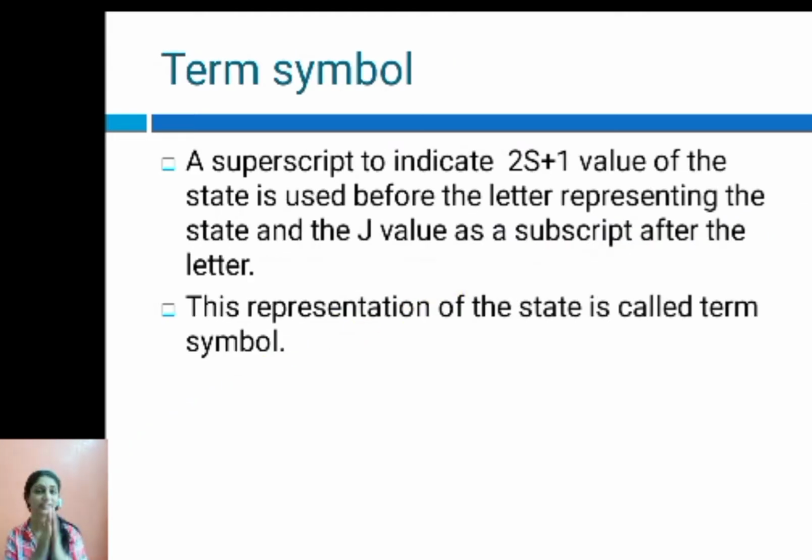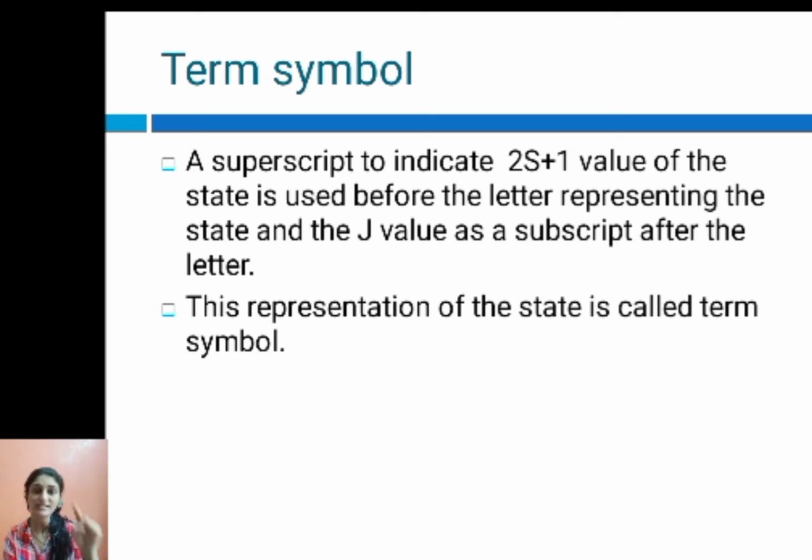Now, term symbol. It is very important to understand the term symbol. A term symbol represents a state of an atom using a letter. So suppose it is given that L is equal to 1. That means my atom is in the P state. If it is given that L is equal to 0, that means my atom is in the S state. So the first thing is writing a letter, capital S or P or D, depending upon the total orbital angular momentum for that particular atom. So suppose my atom has L equal to 1, so it is in the P state. So I will write down capital P.